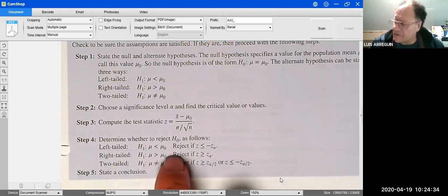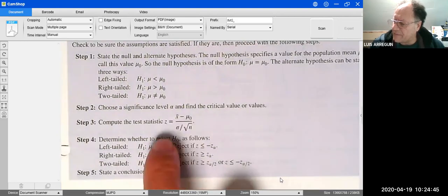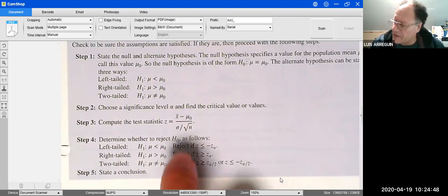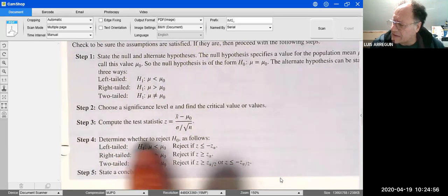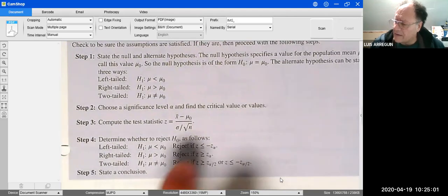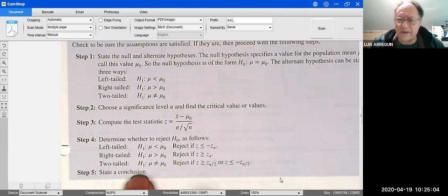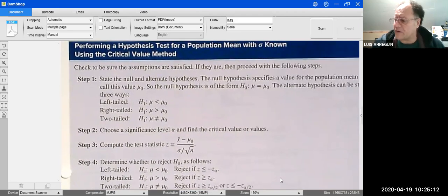Then the next step is just making a decision. It's going to depend on the value that we found, z, to know whether this value is inside the region that favors the null or outside the region that favors the null. I'm going to show you with a diagram later because this is just using different conditions. If you have a left tail test, that's the condition that you need to satisfy to reject the null. And finally, we're going to state the conclusion by writing a sentence. So these are the 5 steps when you are using the critical value method.